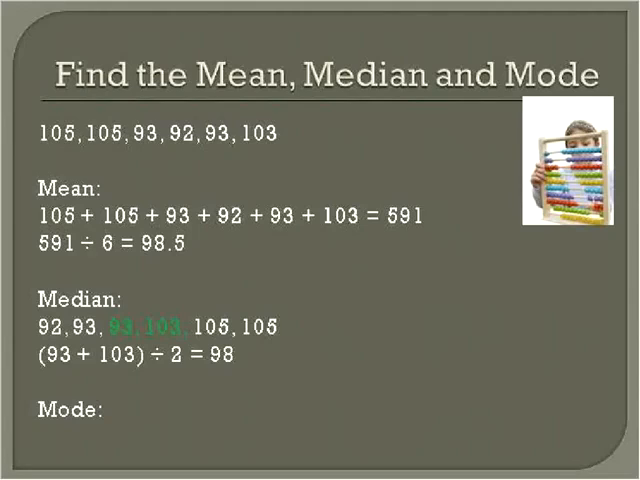Let's go ahead and find the mode. Remember, the mode is the number that appears the most. So both 93 and 105 appear 2 times, and that's the most. So we have 2 modes here, 93 and 105.